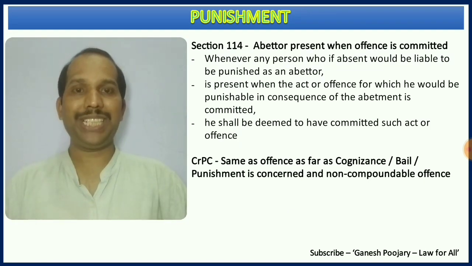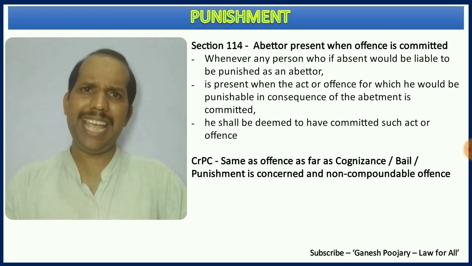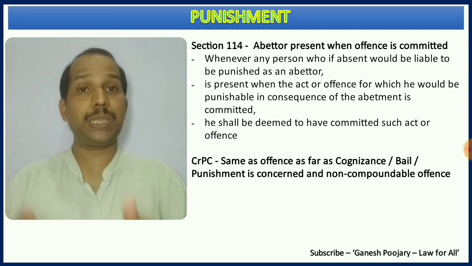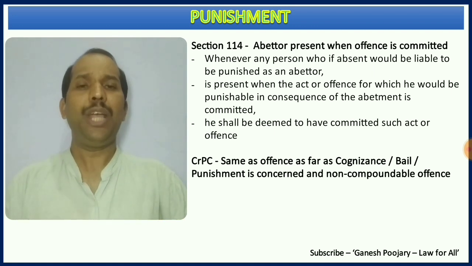Then comes section 114, which is again a very interesting section which discusses about abettor present when offense is committed. Now the question is, is there any difference if the abettor is present in the crime scene or not? Now that's the question. What happens here?